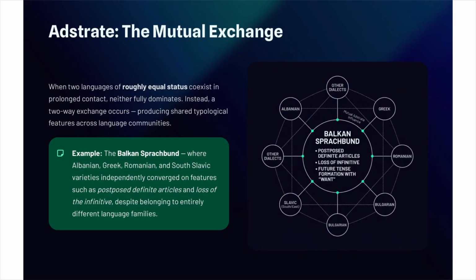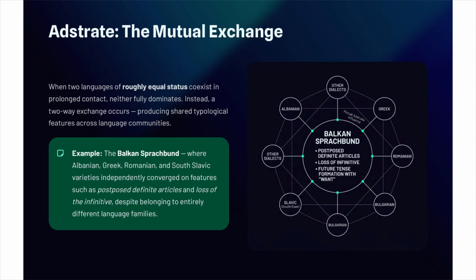The third type is adstrate influence. This occurs when two languages of relatively equal status coexist in prolonged contact without one fully dominating the other. In this case, influence is mutual. Each language may borrow features or gradually become more similar to the other. The presentation mentions the Balkan-Sprachbund as an important example. In that region, languages such as Albanian, Greek, Romanian, and South Slavic varieties developed similar grammatical features, even though they belong to different language families.